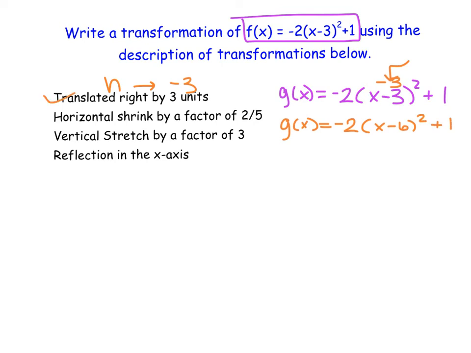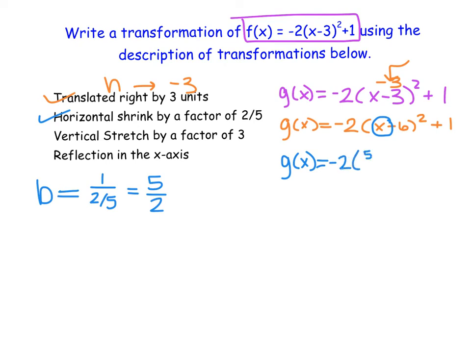Then if we move on to the second one here, it's a horizontal shrink by a factor of 2/5. Remember, our horizontal shrinks deal with our b value, and that's something that we have to calculate. So we have to do 1 over 2/5, which is really just the reciprocal. So we flip it over and our b value becomes 5 over 2. So we're going to multiply this x value inside of here by 5 over 2. So that's pretty easy when it's just a 1 in front of the x. So this just becomes g of x is equal to -2, and then in parentheses we have 5 over 2x minus the 6 quantity squared plus the 1 on the outside.